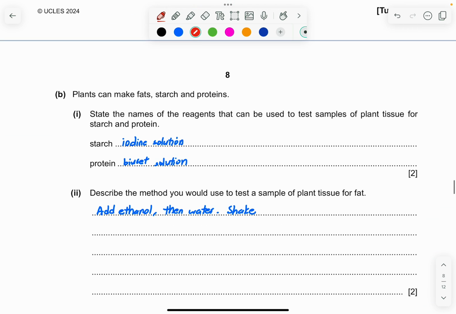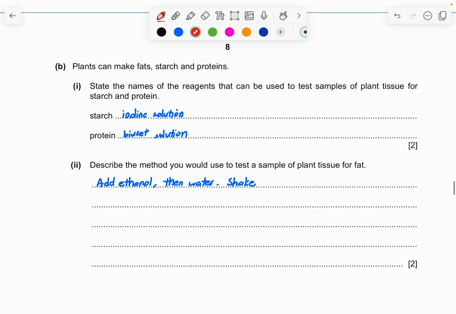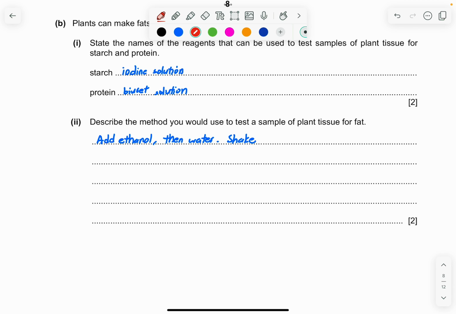Part B, plants can make fat, starch, and proteins. Part 1, state the names of the reagents that can be used to test samples of plant tissue for starch and protein. For starch, you use iodine solution, and for protein, you use Biuret solution. Now, part 2 is a very interesting question. All the time, we always say, describe how to test for reducing sugars. We use Benedict's solution, and then we heat it up.